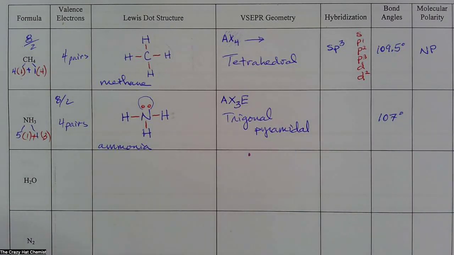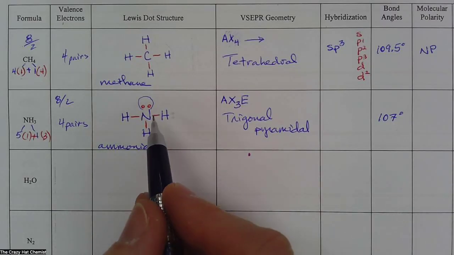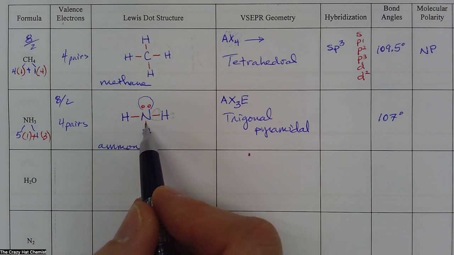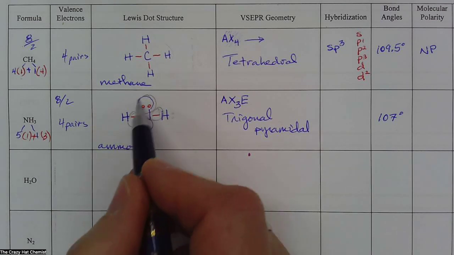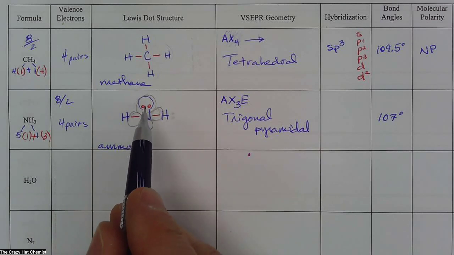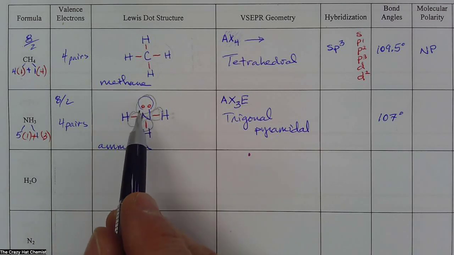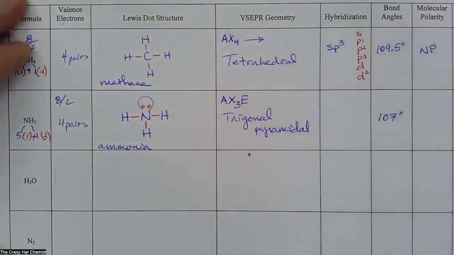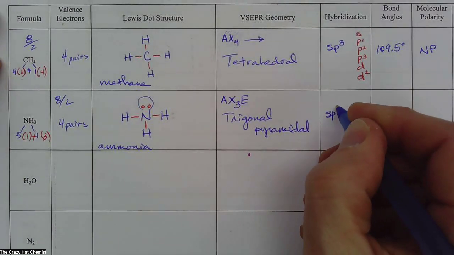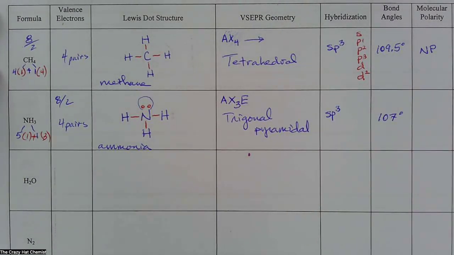Okay, the hybridization, I'm going to count the regions or domains around the central atom, and that is 1, 2, 3, and 4. So that's S, P1, P2, P3. That lone pair is still a domain around the central atom. So that's 4 domains, S, P1, P2, P3. So this is sp3 hybridized, okay?